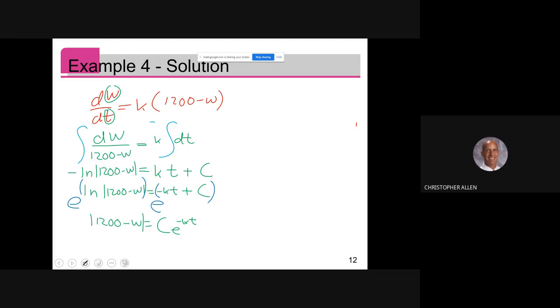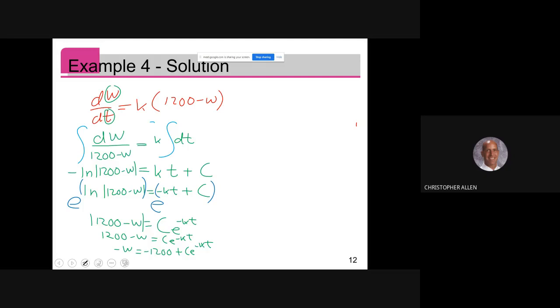Now, I've got absolute value. If I get rid of the absolute value, that means that c has to change to plus or minus c, but guess what? c is just a constant, so it doesn't change anything. So we get 1200 minus w equals c e to the negative kt. Last but not least, we got to bring that 1200 over to the right-hand side. So that's going to be negative w equals negative 1200 plus c e to the negative kt.